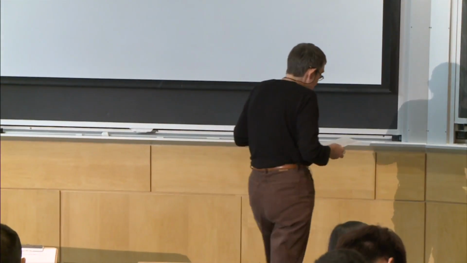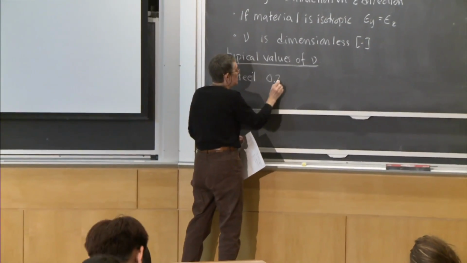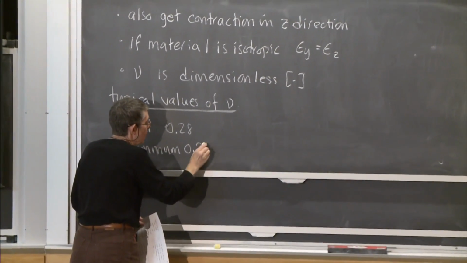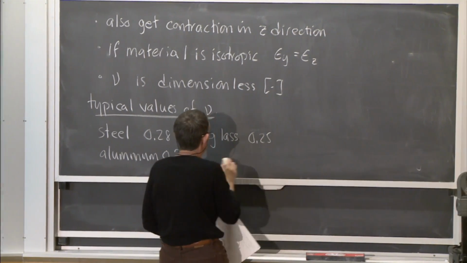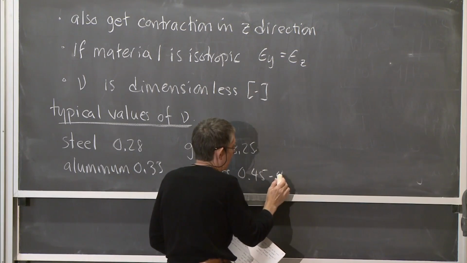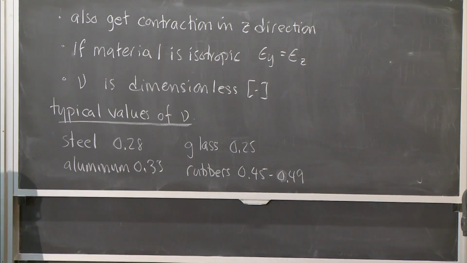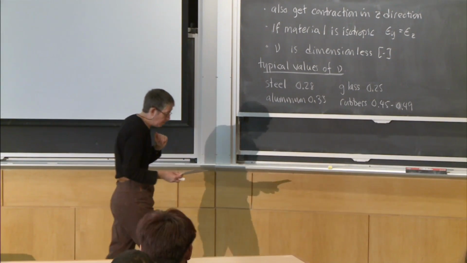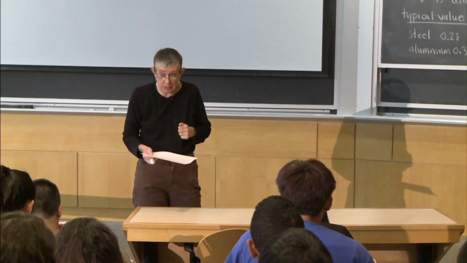Okay, so some typical values of nu. For steel, nu is 0.28. For aluminum, 0.33. For glass, it's 0.25. For rubbers, the value's close to a half, but a little less than a half. So 0.45 to 0.49 would be typical. And for isotropic materials, apart from rubbers, the Poisson's ratio is very often near to 0.3 or 0.33, something like that. So if you didn't know what the Poisson's ratio was for an isotropic material and you knew it wasn't a rubber and you had to guess, 0.3 would be a pretty good number to guess.